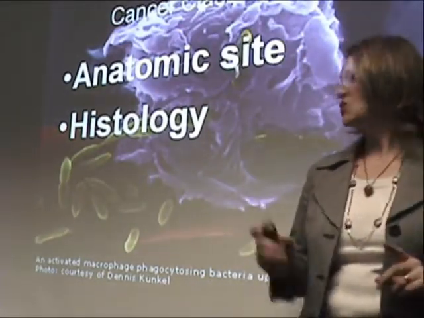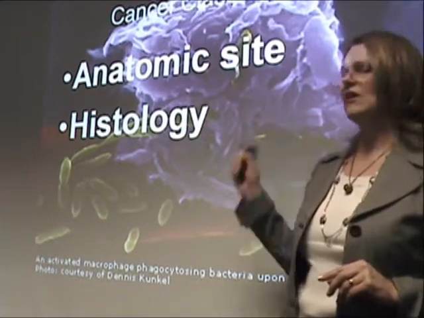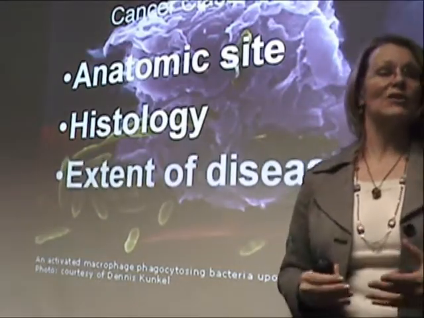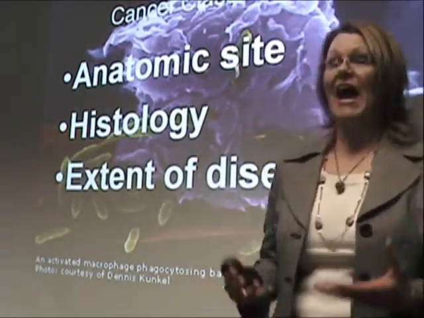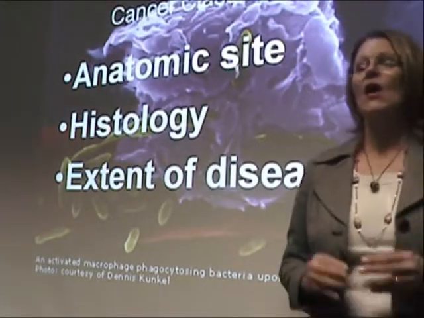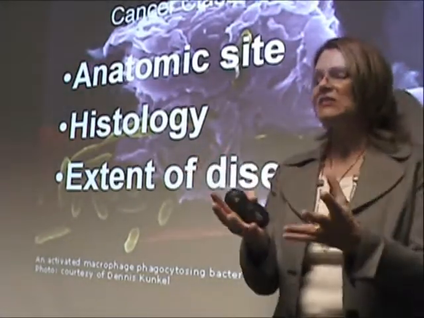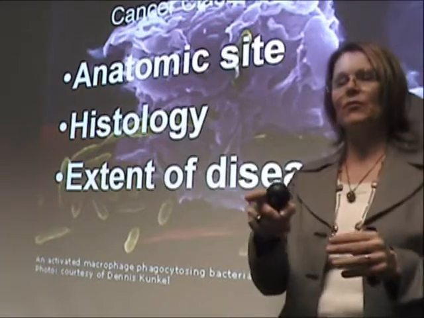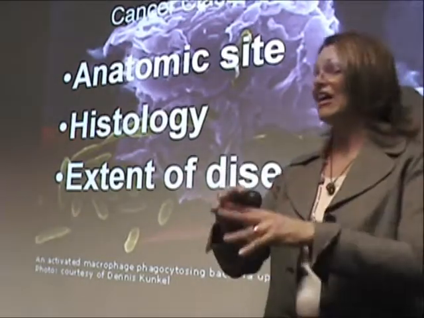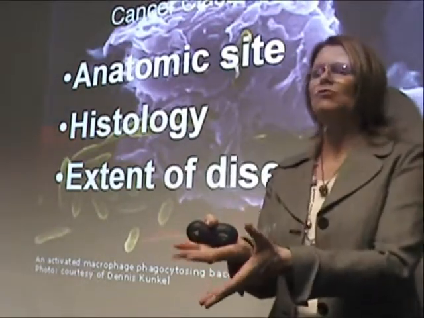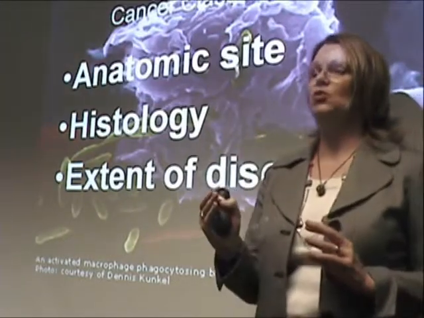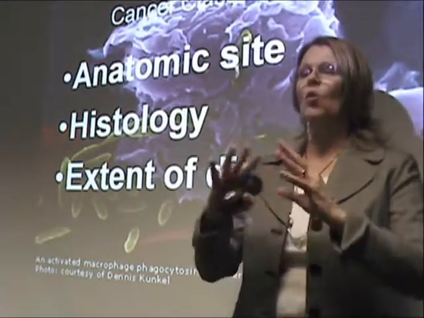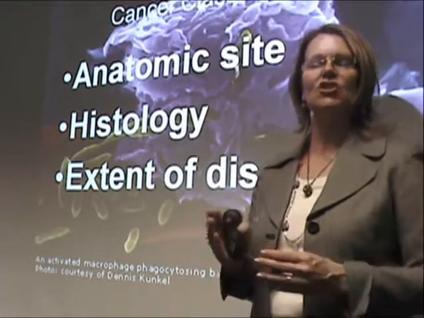Another way we can do is we can look at the anatomical site, we can look at the histology, and the third way is by looking at the extent of the disease. How much is involved, okay? When something is in its original place, here's where the rogue cell started, it started right here, and it's still right there, it hasn't moved, we call that an in situ, okay? It's in the situation, or it hasn't moved, so it's in situ.